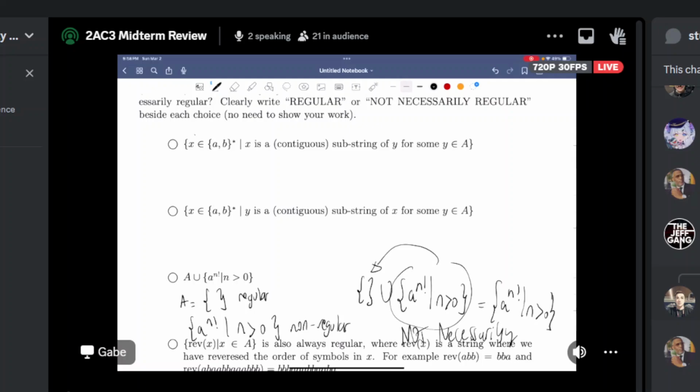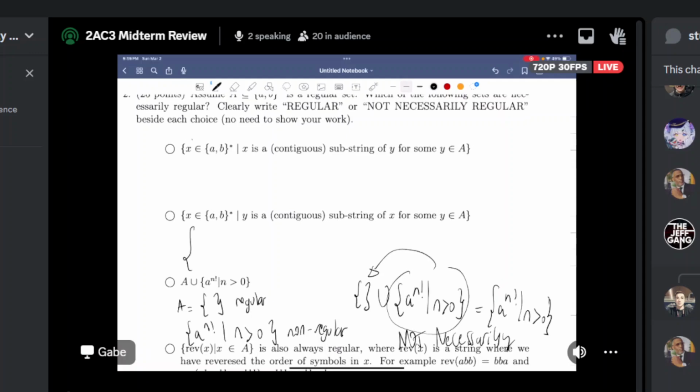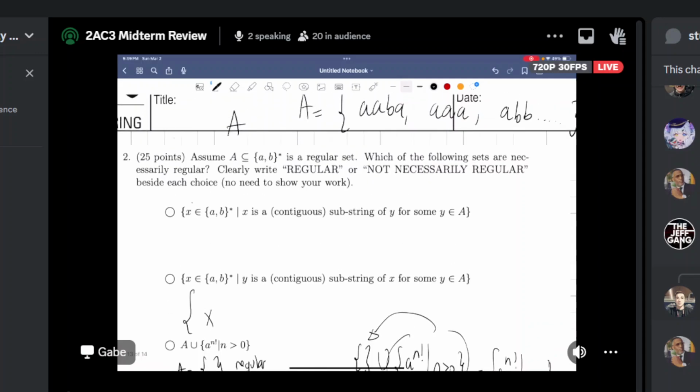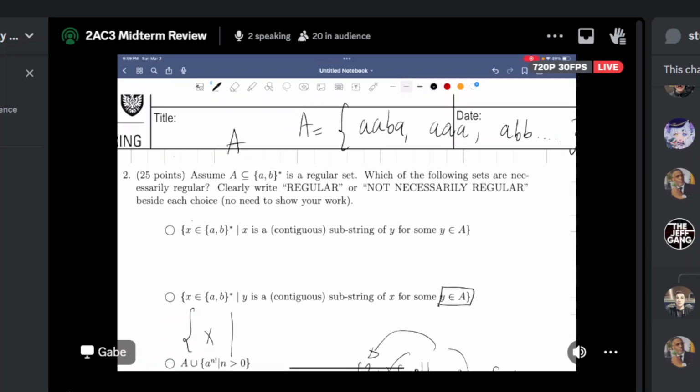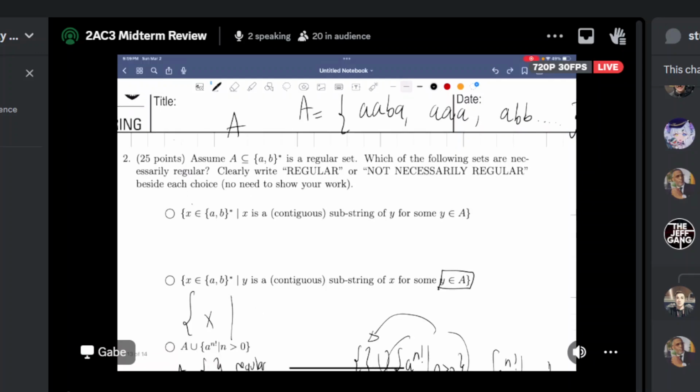Okay, anyways, what is even the difference in B? Yeah, the next one's pretty easy. It's just saying, if you take all the strings that have Y as a substring, Y being the strings in A, so all the superstrings, exactly. So is the string YZ, where Y is in A, regular?